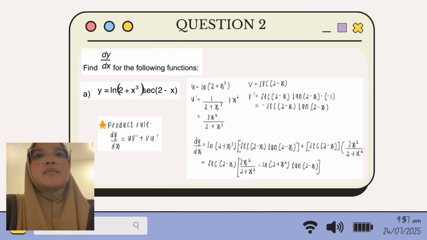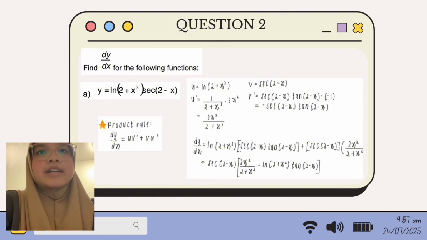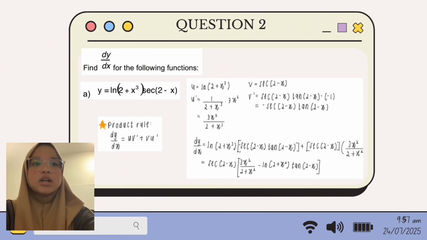Then we need to differentiate what's in the bracket. So 3, bring it forward, we get 3. And then we minus the power, which is 3 minus 1, we get 2. Then we get 3x squared over 2 plus x cubed. Next, we need to find v prime.